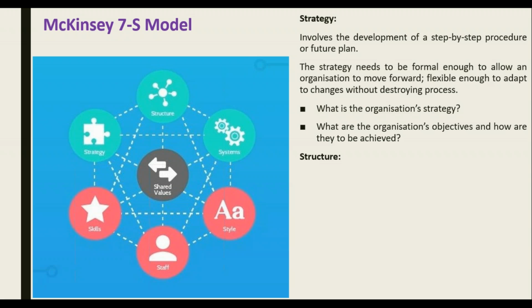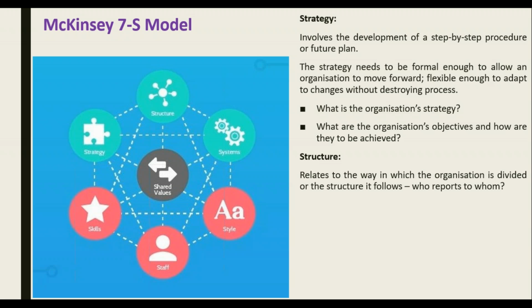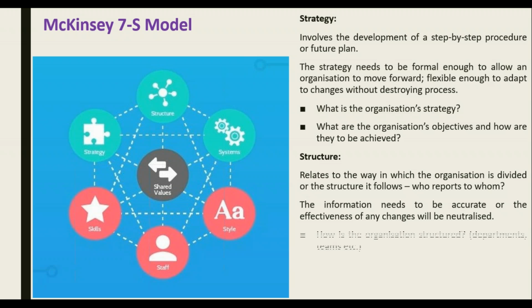Structure. This relates to the way in which the organisation is divided, or the structure it follows. For example, who reports to whom. The organisation structure should be fairly simple to note down, since it's more tangible than strategy, but it is nonetheless important to double check with the organisation's teams, because unless the information is accurate, the effectiveness of changes will be neutralised. And questions to ask here might be, how is the organisation structured?